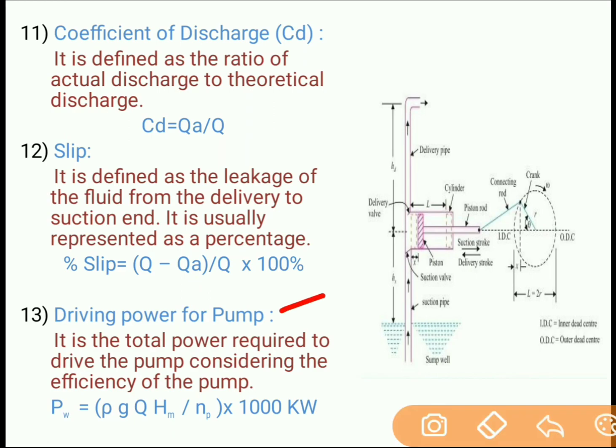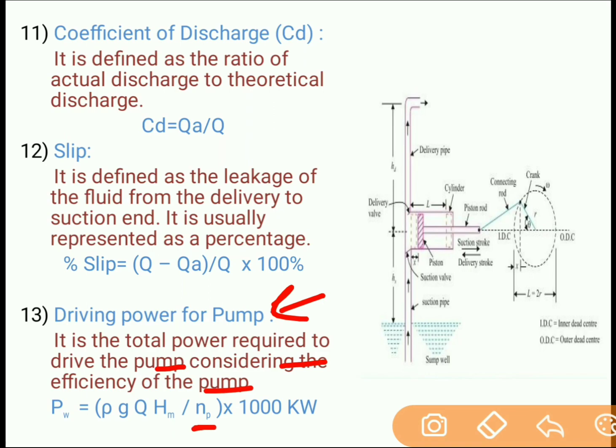Next is driving power for the pump. It is the power required to drive the pump considering the efficiency of the pump. Let's say it is written that the pump is 90% efficient. So if the pump is 90% efficient and 1 kilowatt of energy is supplied to the pump, then that 1 kilowatt is not directly useful to transfer the water from sump to the delivery pipe. Out of that 1 kilowatt of energy, 90% is useful to transfer it from the sump to the delivery pipe. So efficiency is 90% over here.